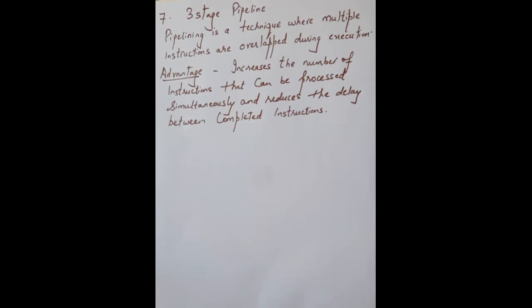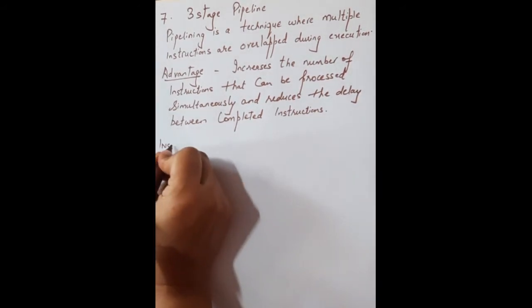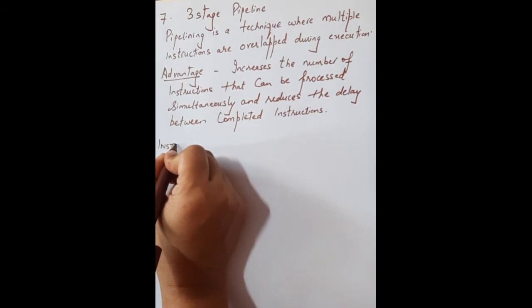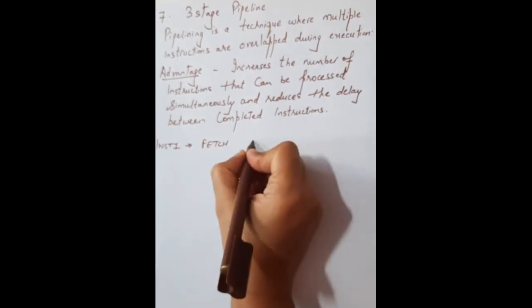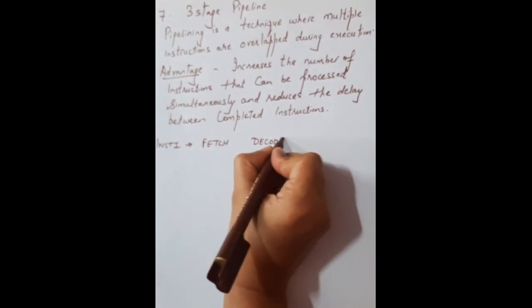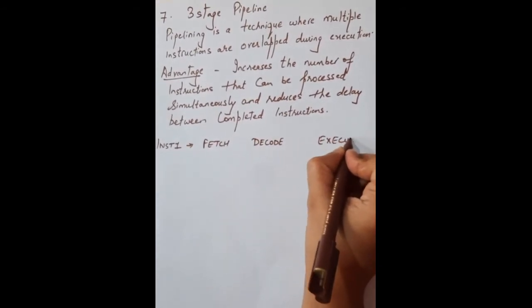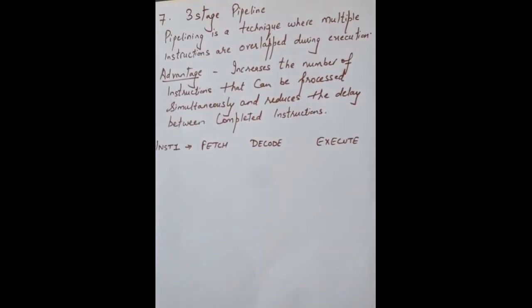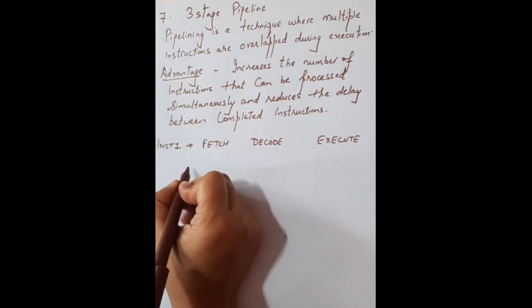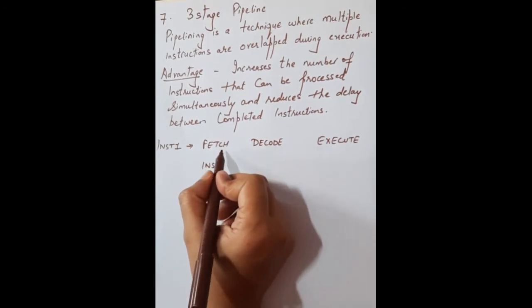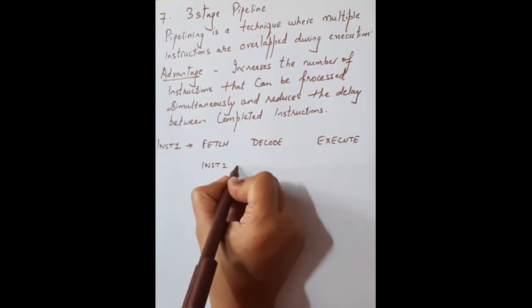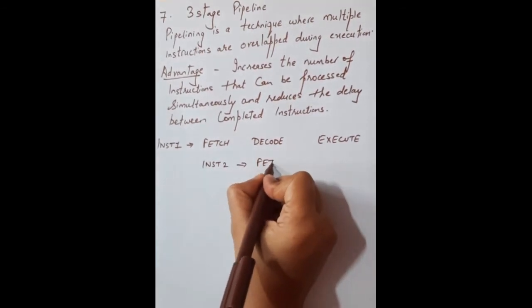I give you an example of pipelining. Each instruction is first fetched, decoded, and then executed. I take here the first instruction, instruction number 1, which is first fetched, then decoded, and then executed. So how is pipelining operating here? If we take the second instruction, by the time the first instruction is fetched and decoded, during the time of decoding, the second instruction will be fetched.